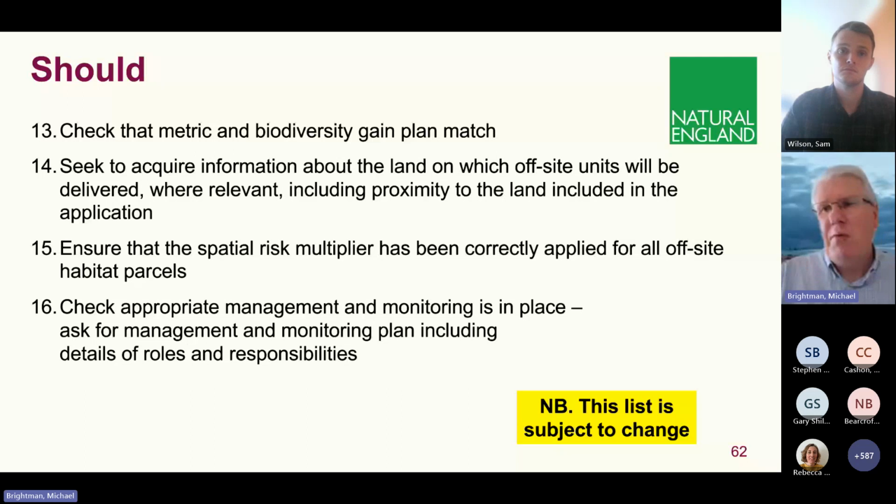A habitat management and monitoring plan is required for all off-site units plus significant on-site units and must cover the 30 years legal securement of those habitats. Natural England has produced a habitat management and monitoring template, but it isn't statutory that Natural England's template be used. However, as an LPA, you can advise that Natural England's template should be used.